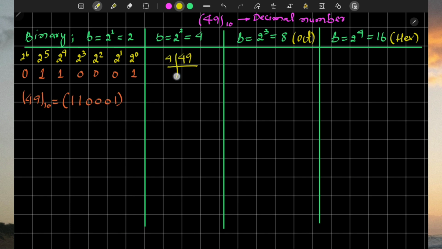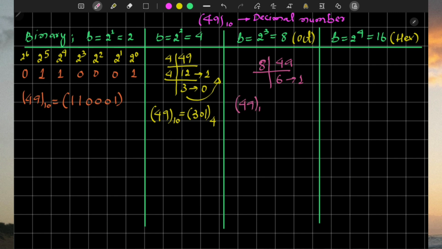Now let us convert 49 decimal number in base 4. So we have to repeatedly divide this number by 4. 4 multiplied by 12 is 48. So 1 is the remainder. 4 multiplied by 3 is 12. So 0 is the remainder. So 49 decimal number is equal to 301 in base 4. Now converting this into octal, 49 divided by 8, we have 6. 1 is the remainder. So 49 decimal is equal to 61 in octal form. Similarly, in base 16, 49 divided by 16, we have 3, then 1 is the remainder. So 49 in base 10 is equal to 31 in base 16.